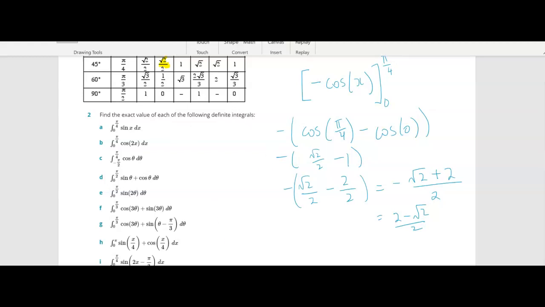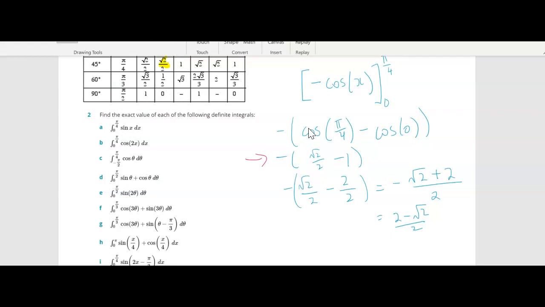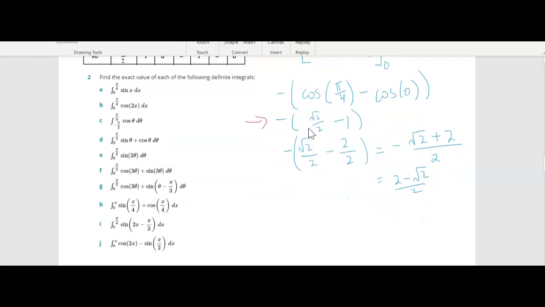Now let's just double check on the calculator. All right, so I just want to have a little bit of practice using the calculator as well. So we're going from 0 to pi on 4. Now remember, we're in radian mode, so just make sure your calculator is in radians. So we want rad, and we're just doing sine x dx. All right, so what it's actually done, instead of putting everything over the same fraction, you can see it's just kept it as we did here. So it's exactly the same thing. I just put it over the same fraction.